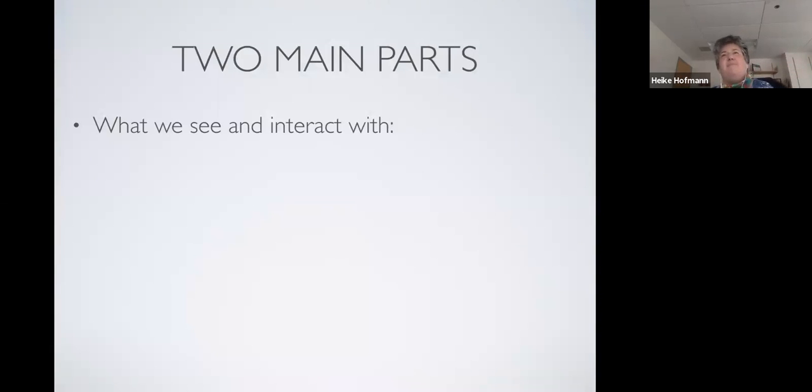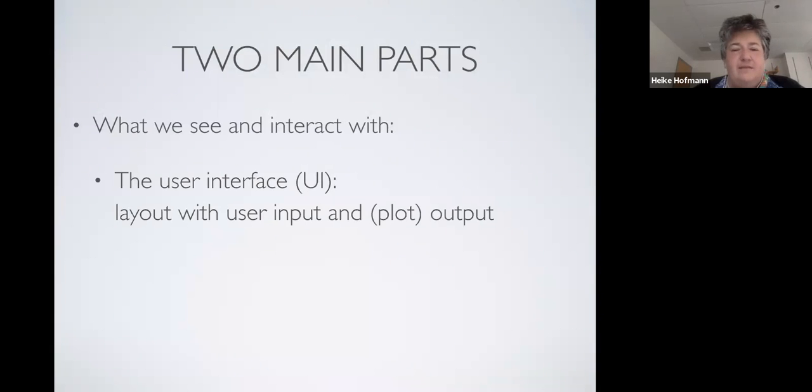Essentially, a Shiny app has 2 parts. The thing that we see and that we interact with, that's called the user interface. And that is some sort of layout where we see user inputs. So those widgets, a slider, maybe checkboxes, a text that we could potentially enter. So those are inputs where the user's involved.